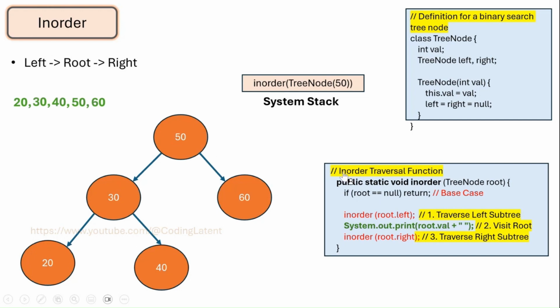And this is how the inorder traversal implementation works for a binary search tree using recursion. It is similar to a binary tree, but the only difference is that the output is basically the sorted elements of the tree. The inorder traversal output is the sorted elements of the tree, in ascending order.